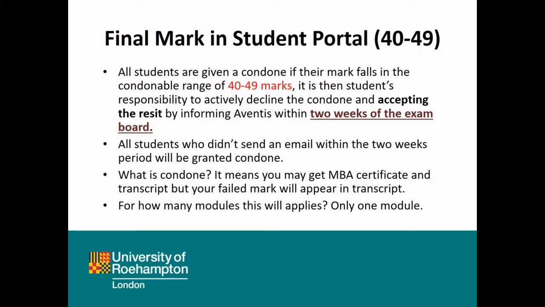All students are given a condone if their marks fall within the condonable range of 40 to 49 marks. It is then the student's responsibility to actively decline the condone and accept the resit by informing Advantage within 2 weeks of the exam board. All students who do not send the email within the 2 weeks period will be granted condone. A condone means that you may get your certificate and your transcript, but your fail mark will appear within the transcript. Keep in mind that this will only apply to one module.